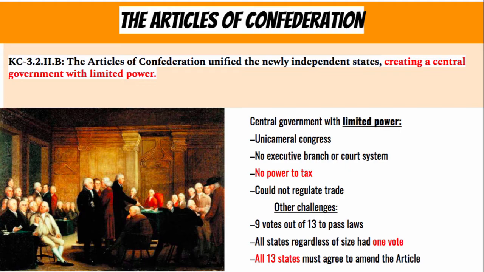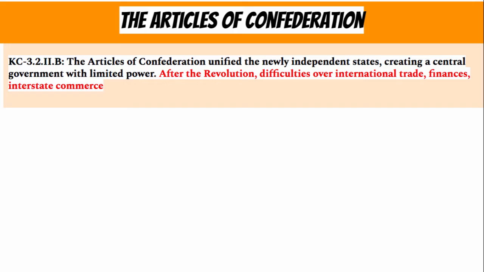Other challenges, you needed 9 out of 13 states to pass laws. That's a supermajority, and all states, regardless of size, had one vote. And in order to change the Articles of Confederation, you needed all 13 states to agree. As a result, after the revolution, difficulties over international trade, finances, and interstate commerce plagued the new nation.